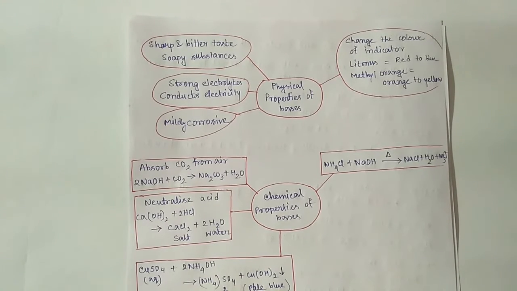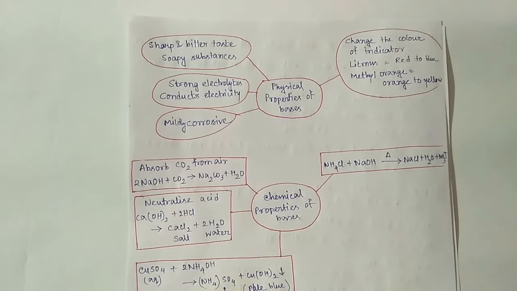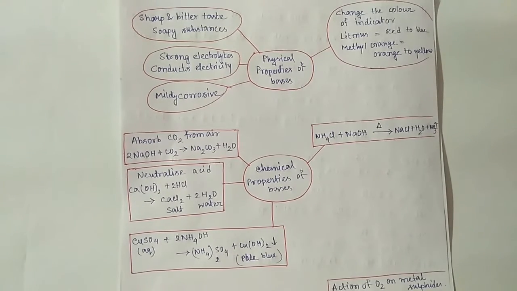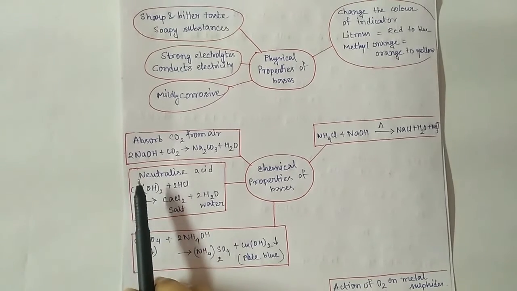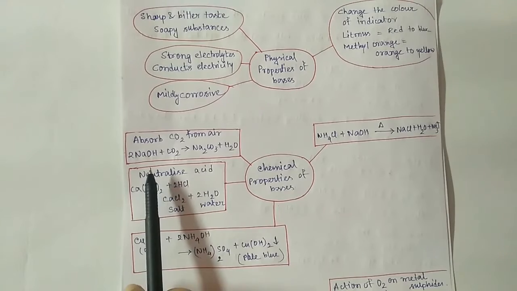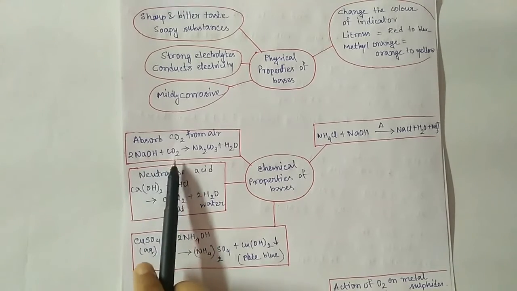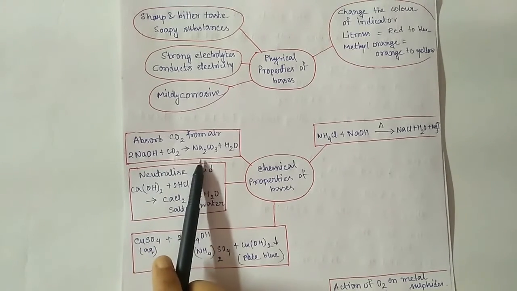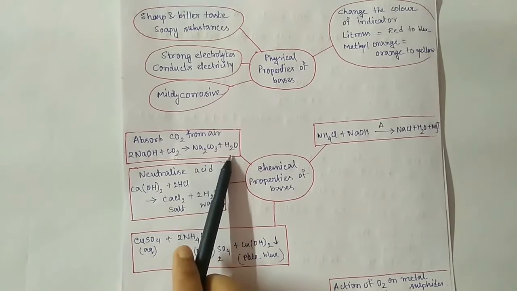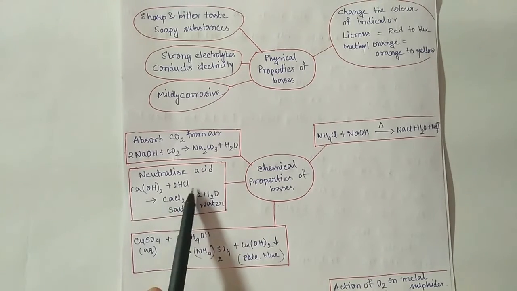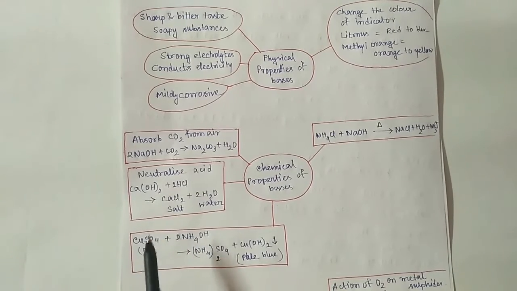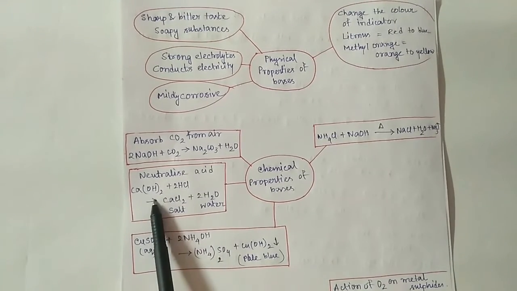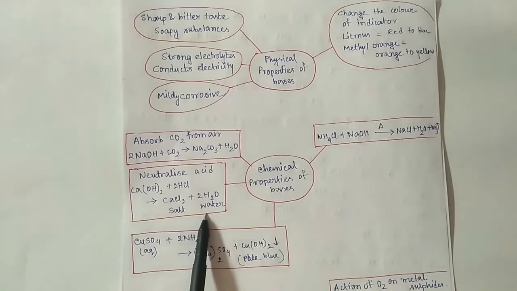Now let's learn about some chemical properties of bases. If you keep a base in open air, it absorbs CO2 from air and thus produces salt and water. For example, NaOH, a strong alkali, absorbs CO2 from air and produces Na2CO3, sodium carbonate, and H2O, water. It neutralizes acid; I have already told you that when acid reacts with base, it produces one salt and water.